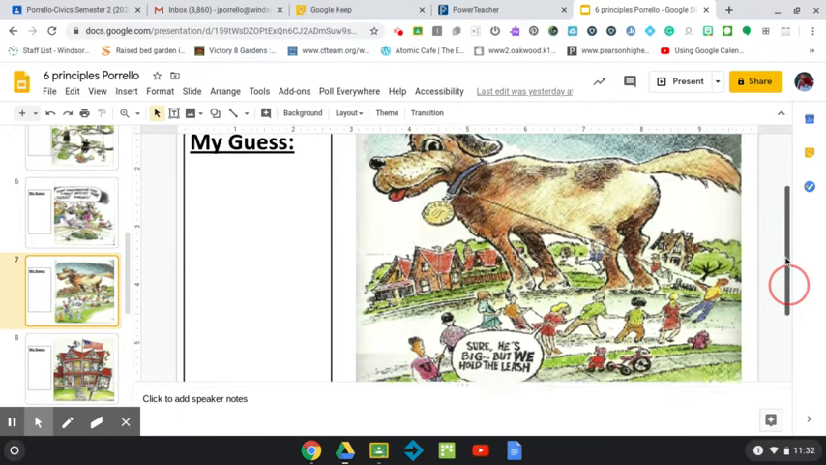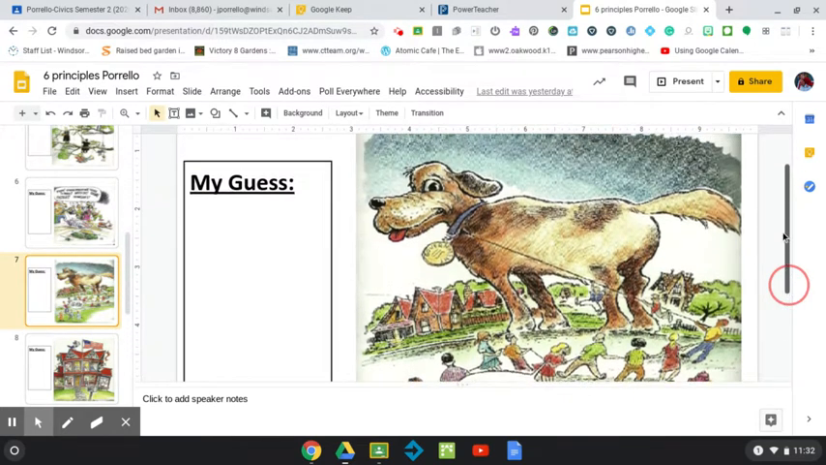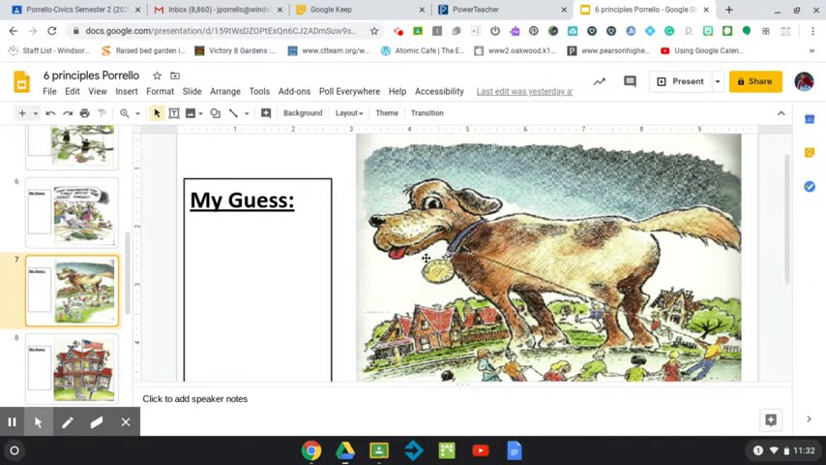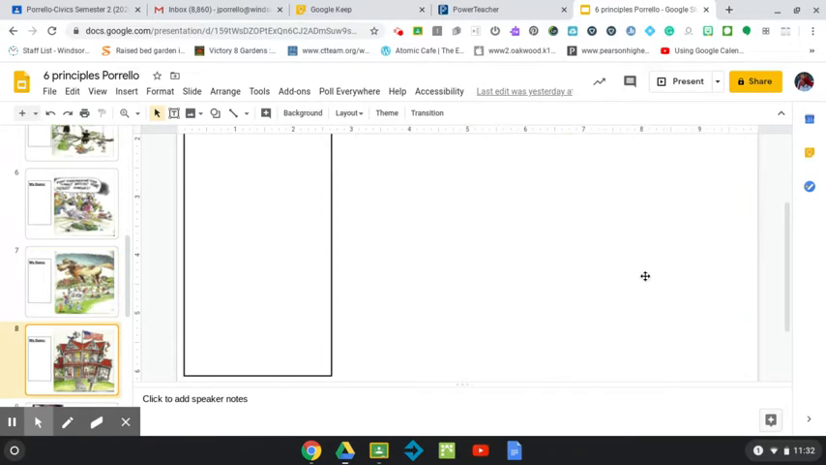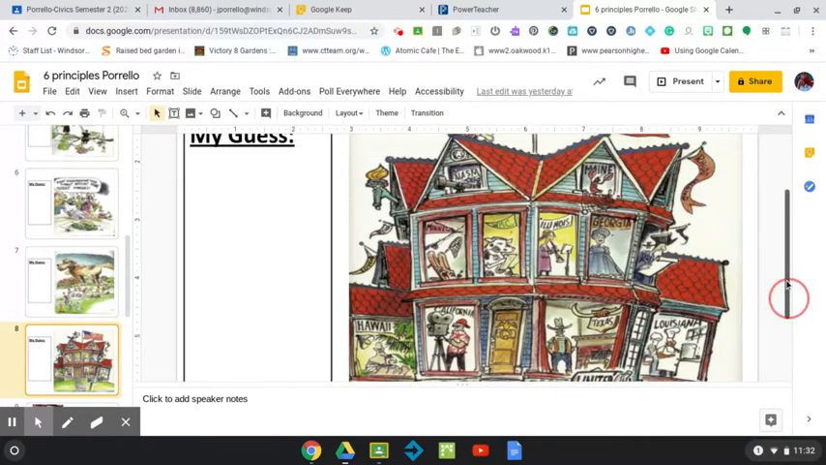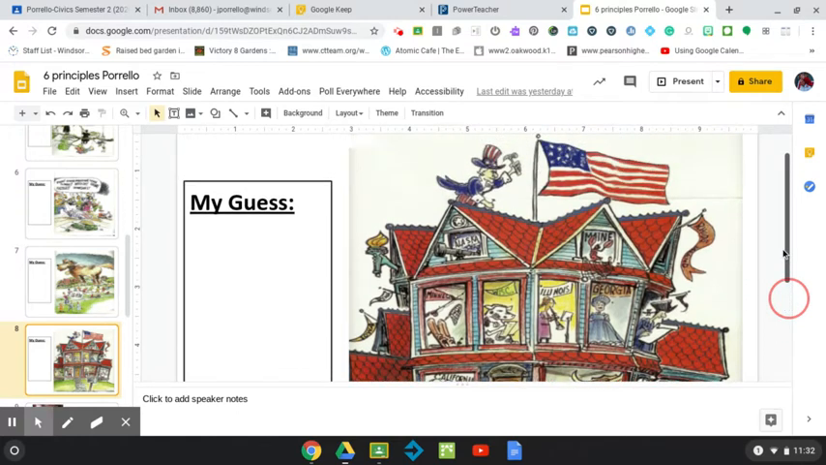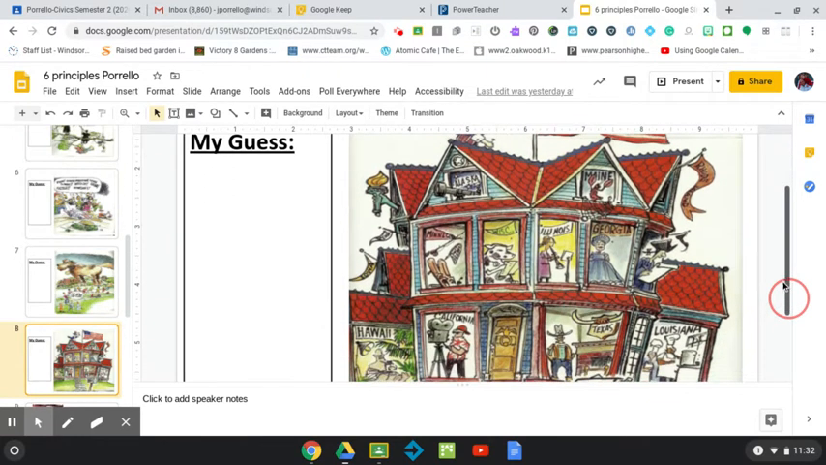This one says, sure, he's big, but we hold the leash. And again, on his leash, it says US government. Okay, so this dog is supposed to represent the government. And again, it shows the people are the ones that are in control of the dog, even though the government is so big. And then finally, we have a house with a whole bunch of different people living in it.